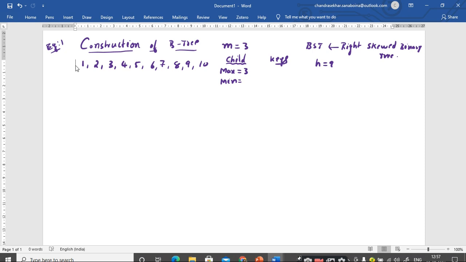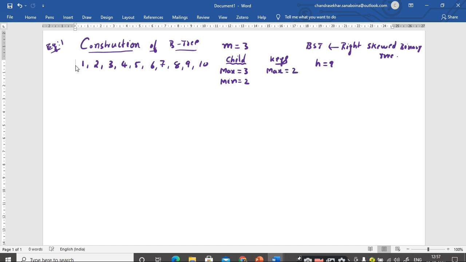Ceil of m by 2, where m is 3, is ceil of 3 by 2, which is 1.5. Therefore ceil of 1.5 is 2. Super. Now tell me, what is the maximum number of keys it should have? M minus 1, sir.